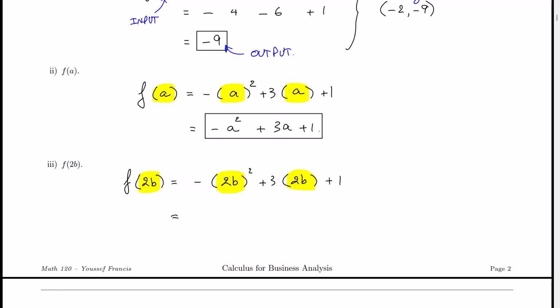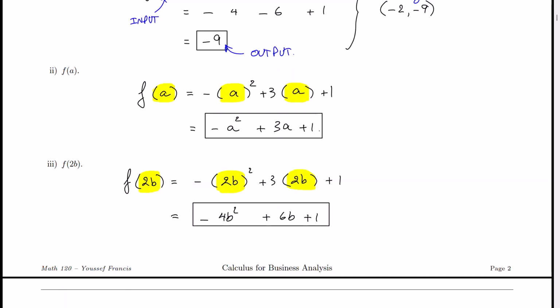And as usual, PEMDAS takes over. 2b has to be squared first. That's going to give us 4b squared. The minus comes down in front. 3 times 2b is going to be 6b. And then finally, there's a +1 at the end. And again, there are no like terms because the b's in this case have different powers. They cannot be added. The 1 doesn't even have a b, so we cannot add anything. So this is it. We are done. This is the final answer.